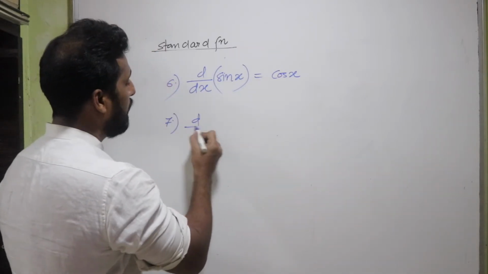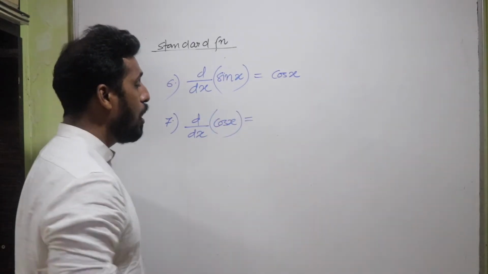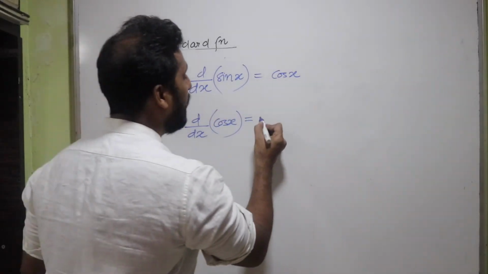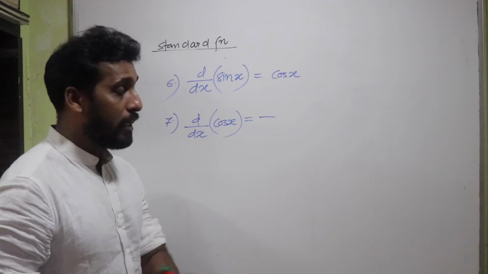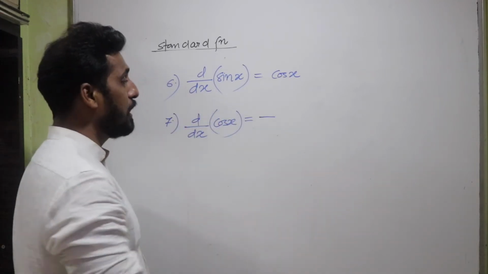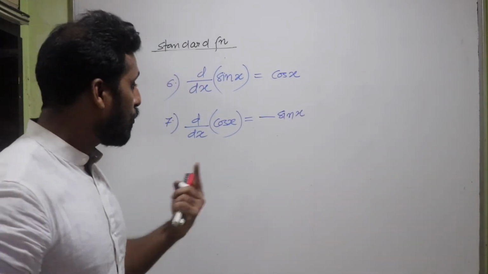Similarly, if I go ahead, the derivative of cos x. So that's a trick that you want to remember. Whenever a c comes, the derivative will have a negative sign. Remember this trick. Whenever a c comes, the answer will have a negative sign. So the answer here is minus sin x. So that's the derivative of cos x.